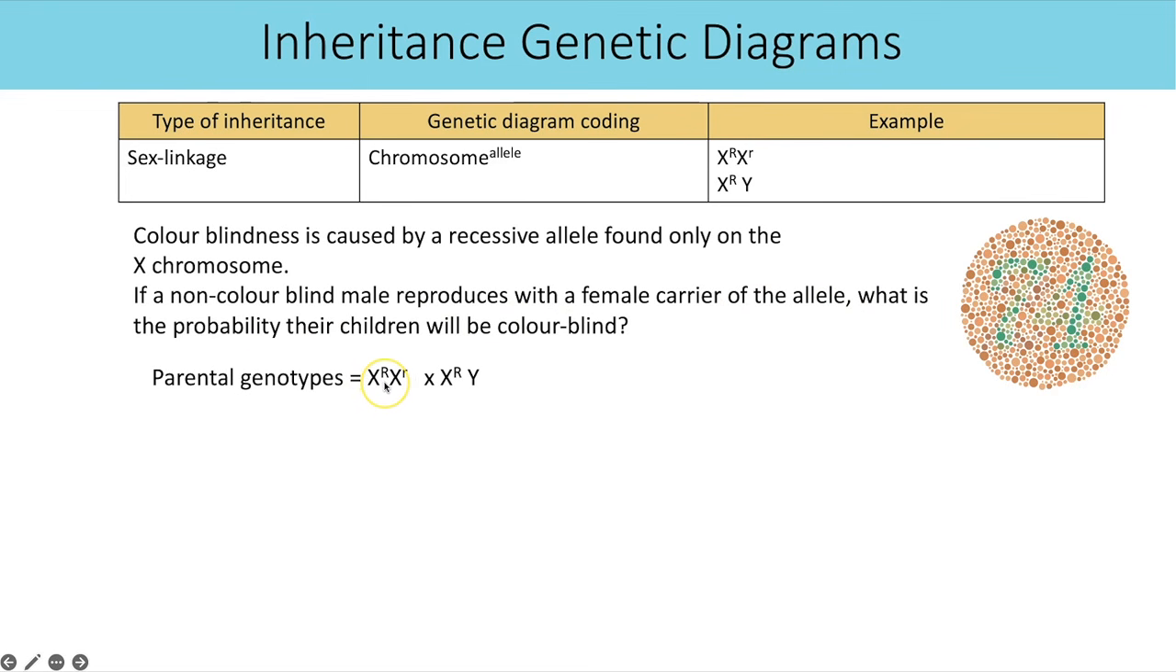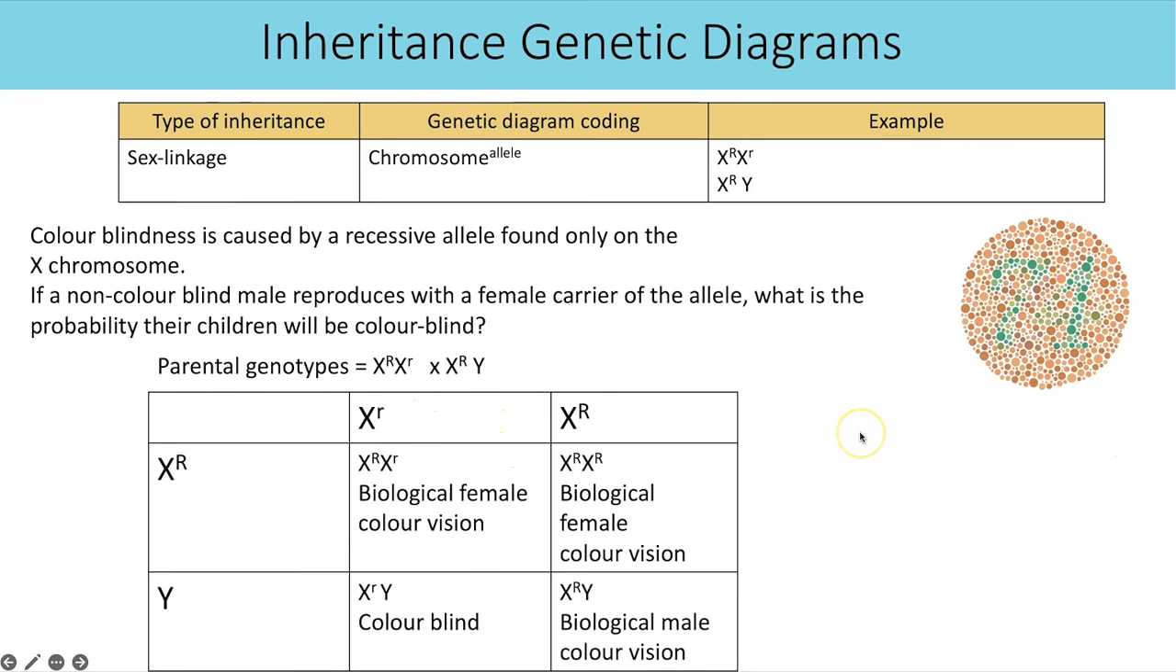So the female is a carrier, which means they must have 2 different alleles, so the capital and the lowercase. And recessive is colour blindness, so that is our colour blindness allele. And they're reproducing with a male, so they are XY, and the male does not have colour blindness. So the males only have one version of the gene, and the version they have is the capital R for non-colourblind.